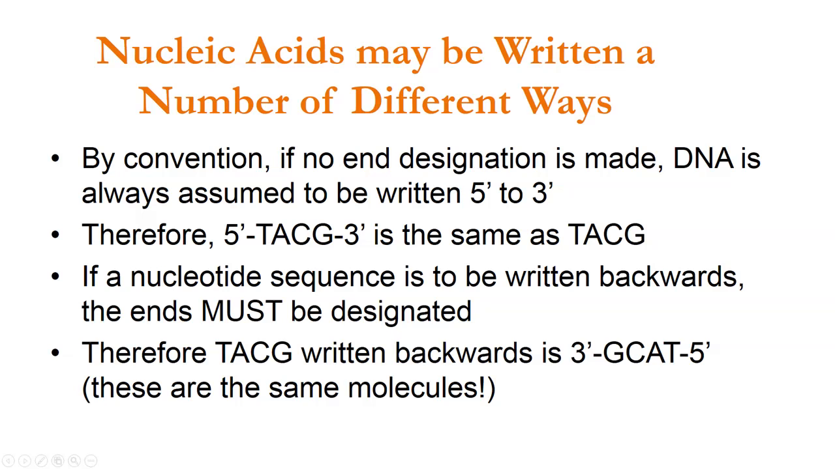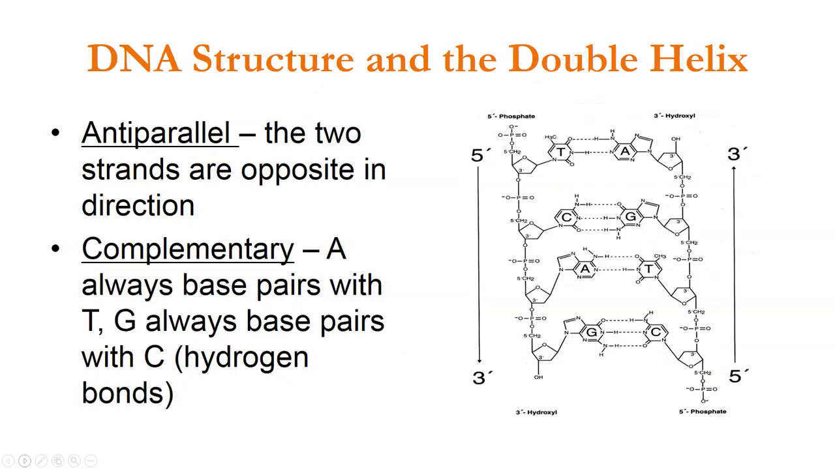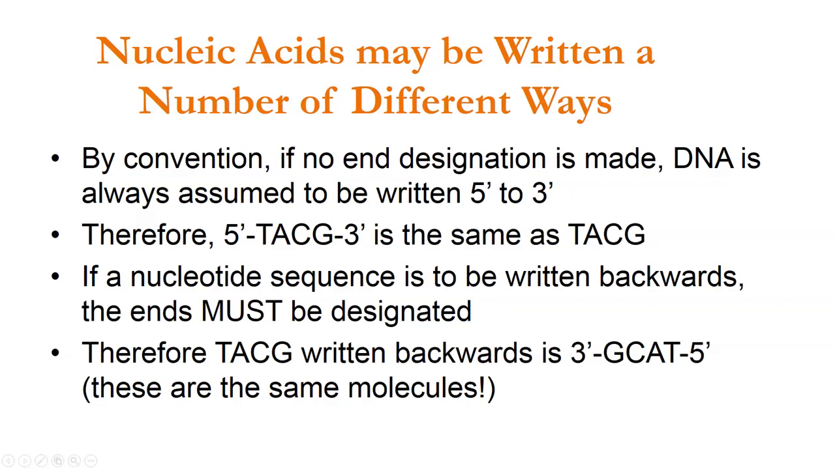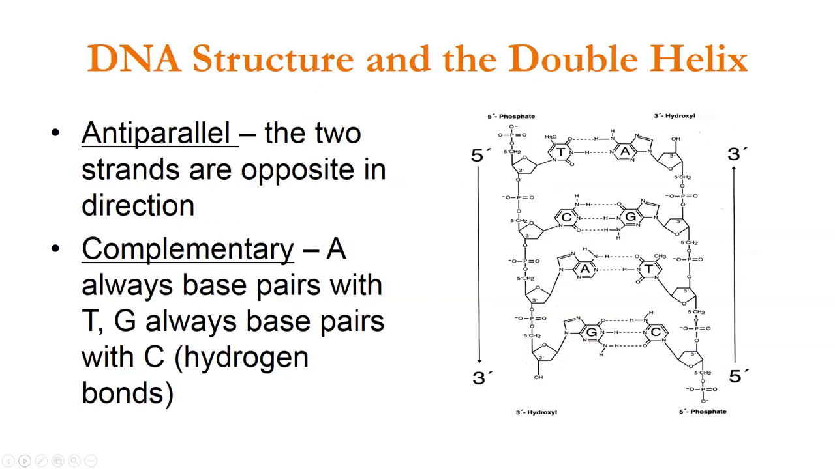You should be able to recognize that this sequence and this sequence are the same thing. This one's just written backwards. Because it's written backwards, we have to designate the ends, though. So 3', then the sequence, 5' tells us it's written backwards. Also, if I give you a backward sequence, you should be able to flip it and write it like this. All you do is write 5' down and then go T, A, C, G. That's pretty simple if you've done it before. If you haven't, it might be a little more difficult.